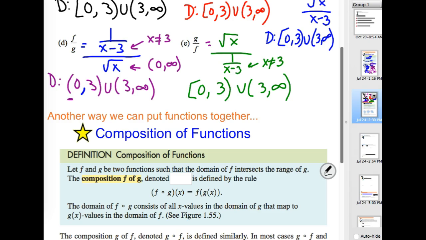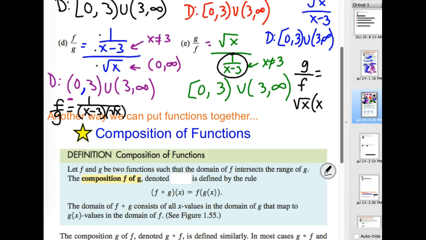For part D, we are taking 1 divided by x minus 3, and then we're dividing by the square root of x. So we could write that as 1 over the quantity x minus 3 times the square root of x. Simplify it that way. For part E, simplifying, we are dividing here by 1 over x minus 3. Dividing by a fraction is the same as multiplying by the reciprocal. So we can simplify this expression to be the square root of x times the reciprocal of 1 over x minus 3, which is just x minus 3.